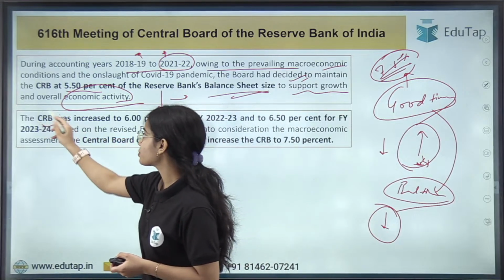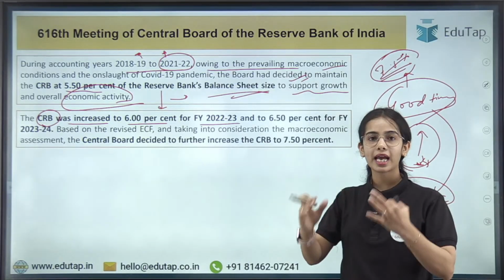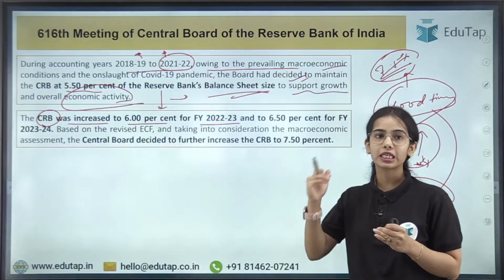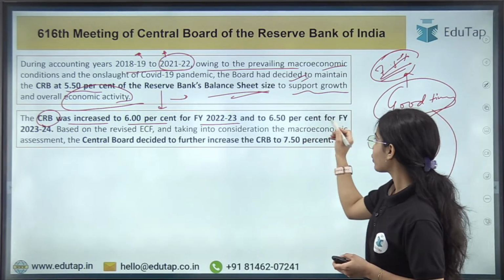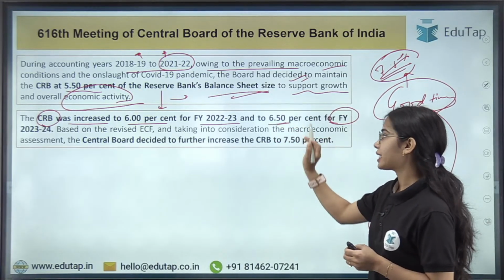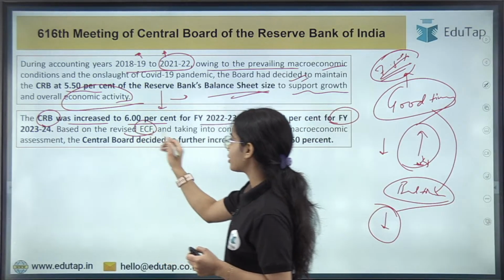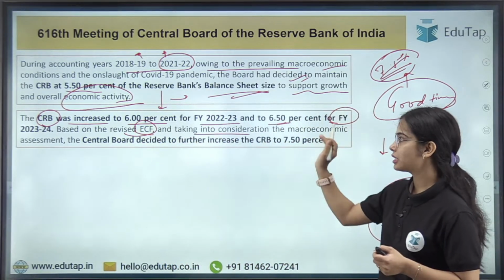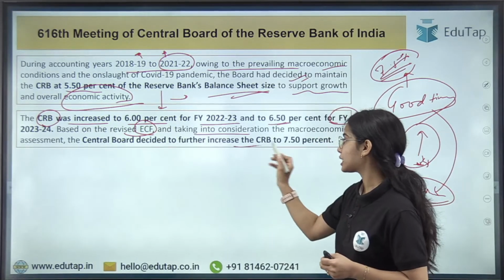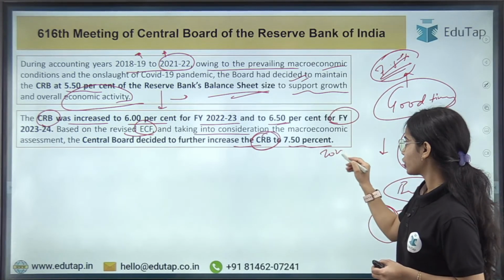Now the contingent risk buffer was increased to 6% for financial year 2022-23. Slowly, as RBI thought that the conditions were becoming more stable, RBI started to increase the contingent risk buffer, and for the financial year 2023-24, the contingent risk buffer was maintained at 6.5%. Now, as per the revised economic capital framework, the Central Board of RBI has decided to further increase the contingent risk buffer to 7.5% for 2024-25.